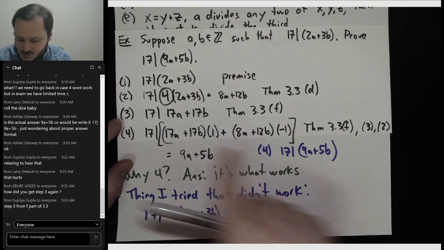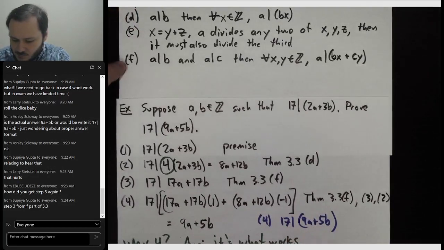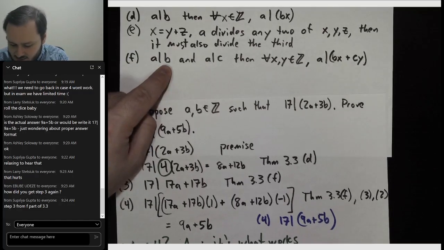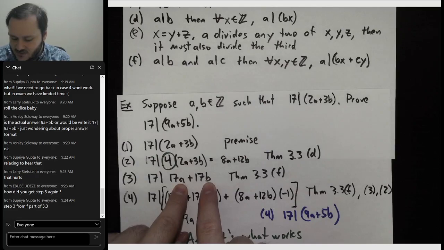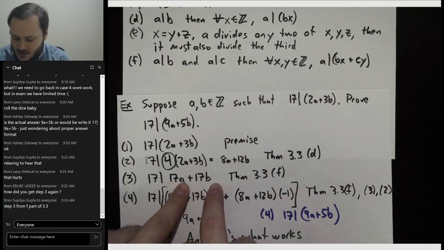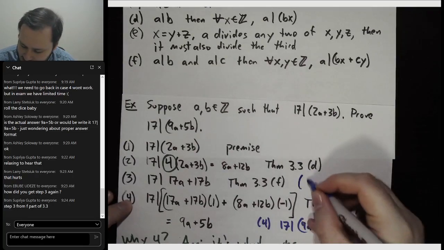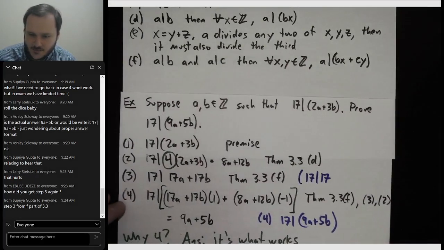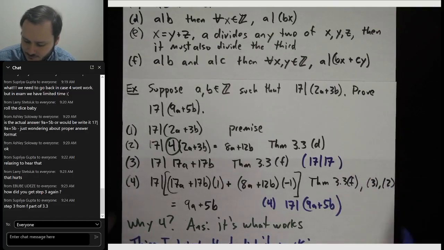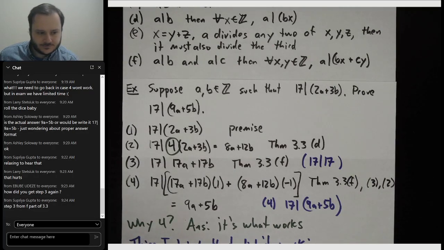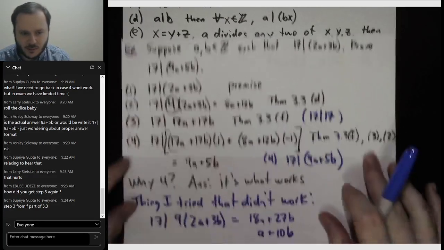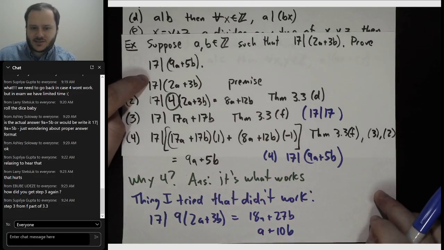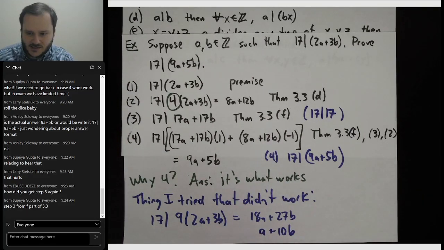How did I do step 3? So step 3, I'm using part F. So I'm saying 17 divides 17, and 17 divides 17. So therefore 17 divides 17A plus 17B. This is 17 divides 17. Okay. This is a tough problem. This is something that you should definitely get some practice solving.